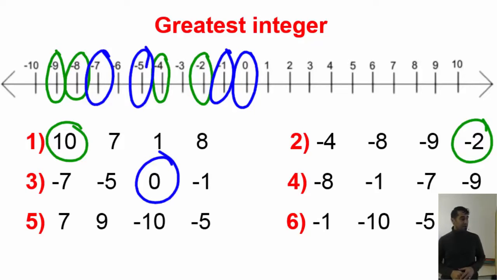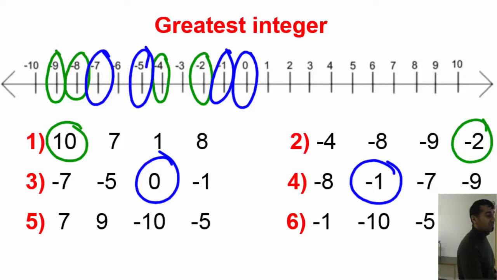Question number 4. Minus 8, minus 1, minus 7, minus 9. Minus 1 is the one closest to 0. That's the biggest in value.